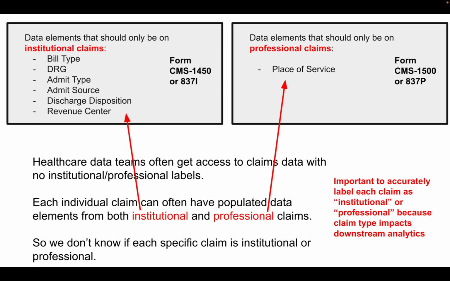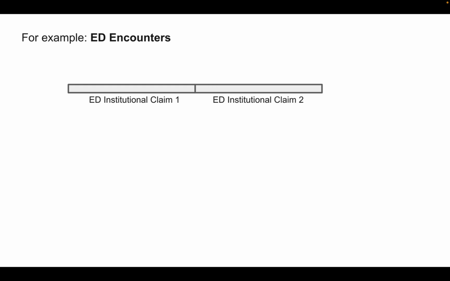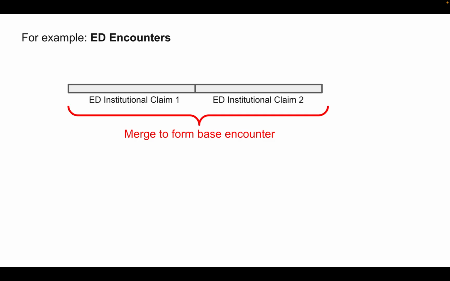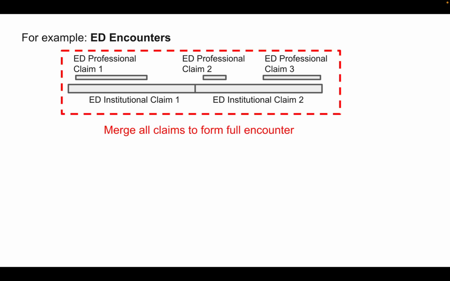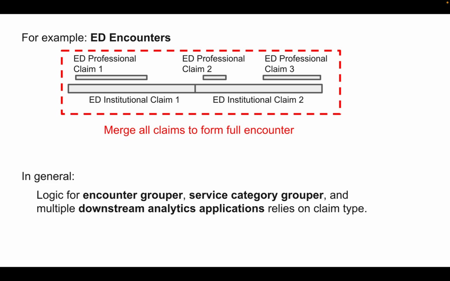But it is important to accurately label claims as institutional or professional because the claim type can impact downstream analytics. So for example, we saw in previous videos that an ED encounter is created by looking at institutional ED claims, merging these institutional ED claims into a base encounter, and then looking at professional claims that overlap with that base encounter and using logic that depends on the claim type to merge all these claims into a full encounter. And similarly, for when we want to create an encounter grouper or a service category grouper and multiple other downstream applications, we rely on the claim type to join the claims in different ways using that field.